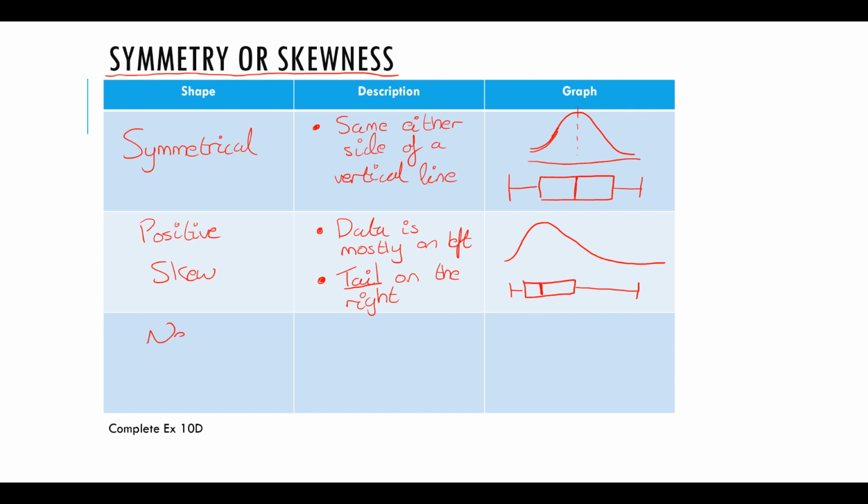The opposite to positive is negative. So the opposite to positive skew is negative skew. Because it's the opposite, the data is not on the left, the data is mostly on the right. Not all of it, but most of it is over there. So most of the data has got high values within the group. So that means that the tail is on the left.